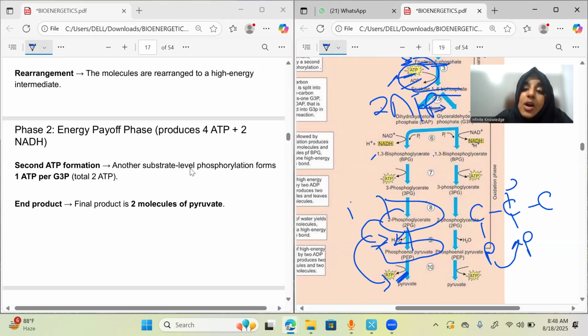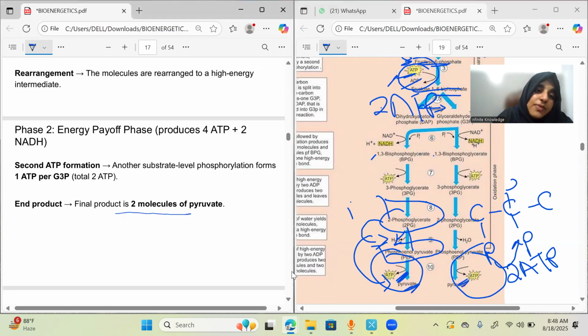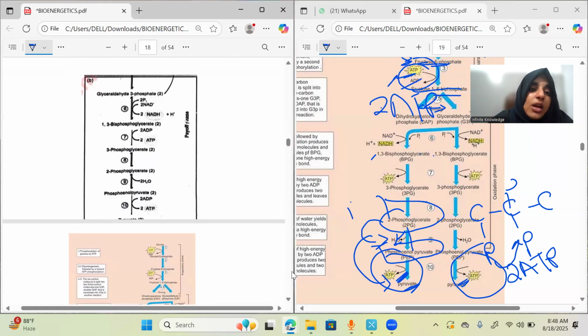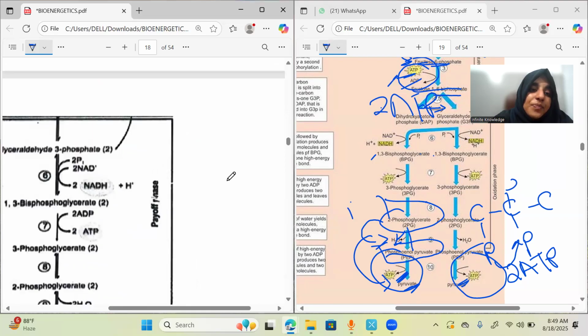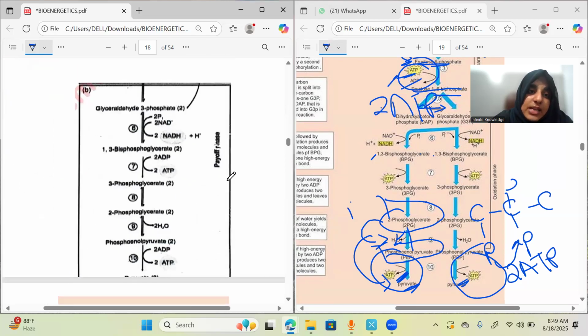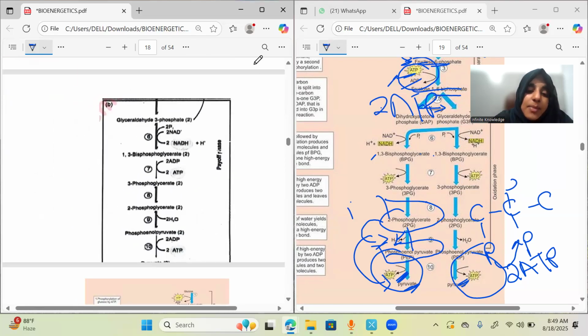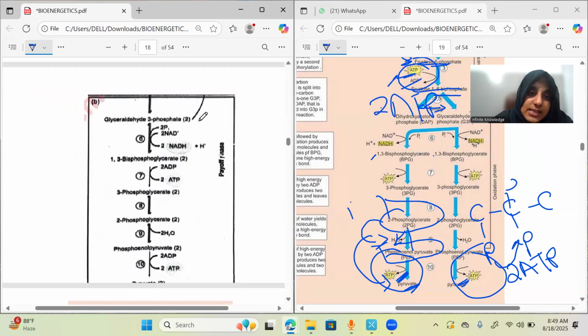What happens is that one ATP is produced on this side and the other ATP is produced on this side. So the total ATP produced is 2 ATP. Okay. And what is the final product? The final molecule is pyruvate. As you see over here, the final product is 2 molecules of pyruvate. Okay, now let's have a look at the phases. We actually did it from here, but we are going to revise it a bit.